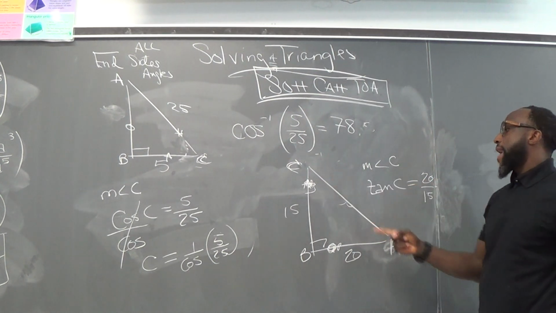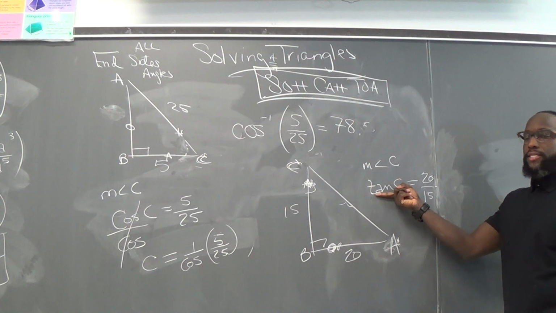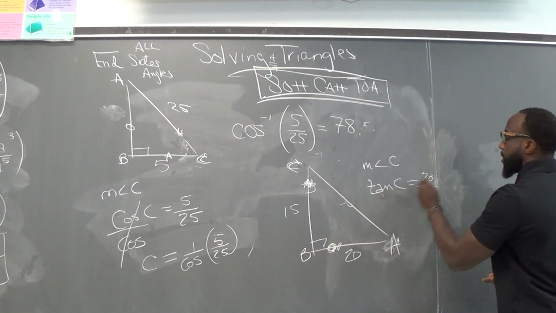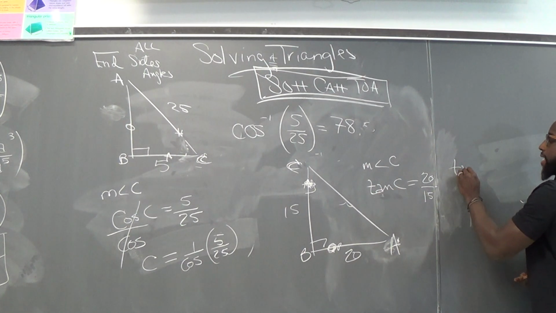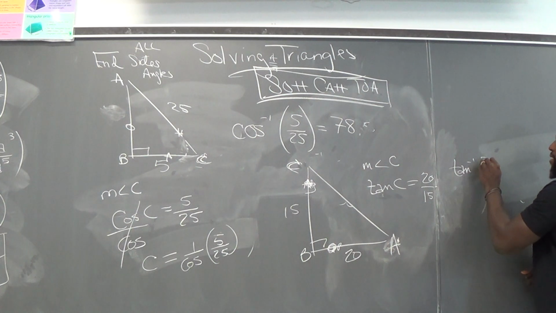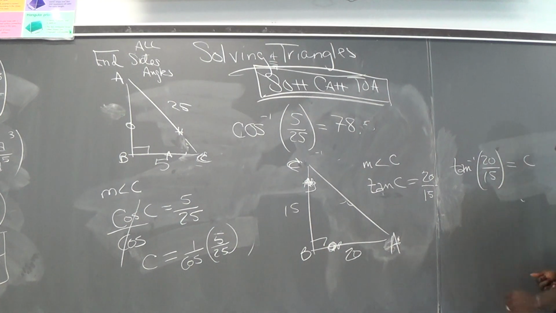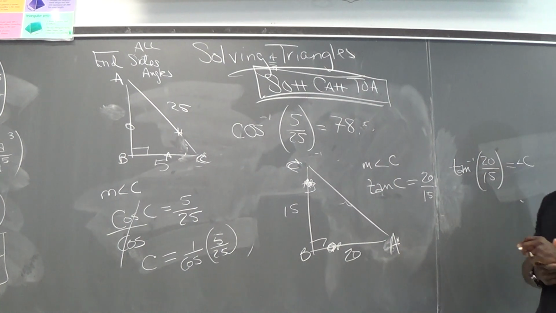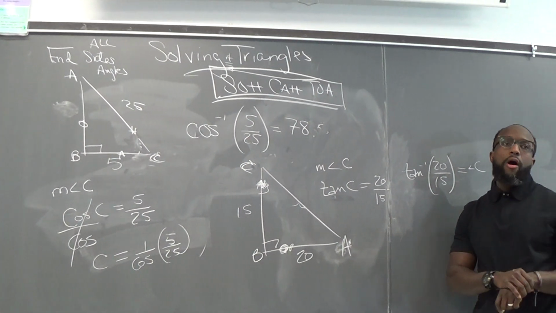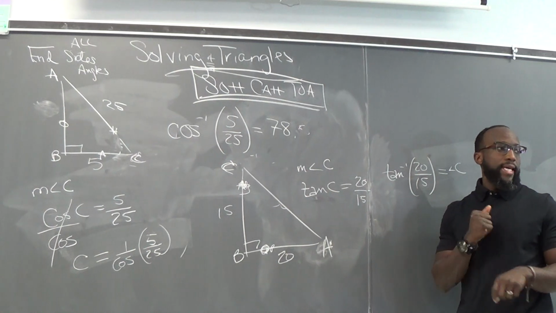To solve for this angle, though, we got to get C by itself. So we would do inverse tan. Inverse tan of 20 over 15 would give us the measure of angle C, right? So when you put that in your calculator, what do we get?